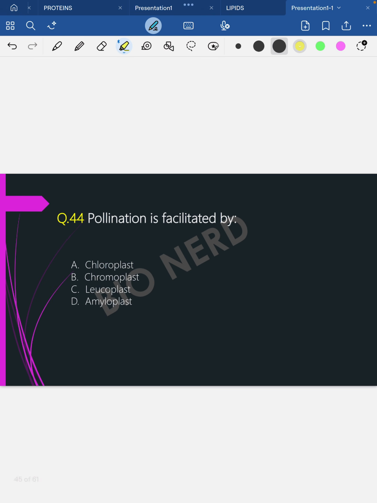44. Pollination is facilitated by, very easy, chromoplasts. Chromoplasts are responsible for the different colors of petals, fruits or flowers, and these colors are responsible for the attraction of insects, and insects are involved in the pollination. So chromoplasts are responsible for the pollination.